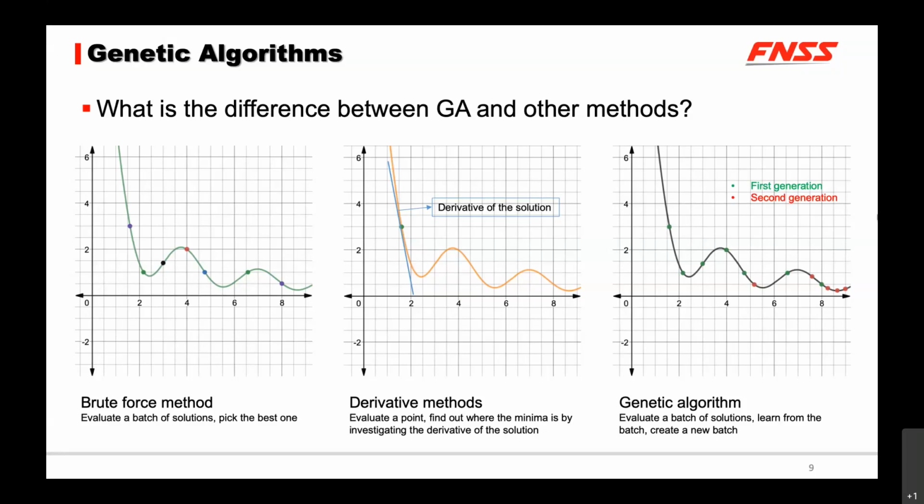And genetic algorithms are derivative-free optimization algorithms where we try a bunch of solutions at once, called a generation, and then we learn from these solutions, and then we try to make better guesses in the next generation.